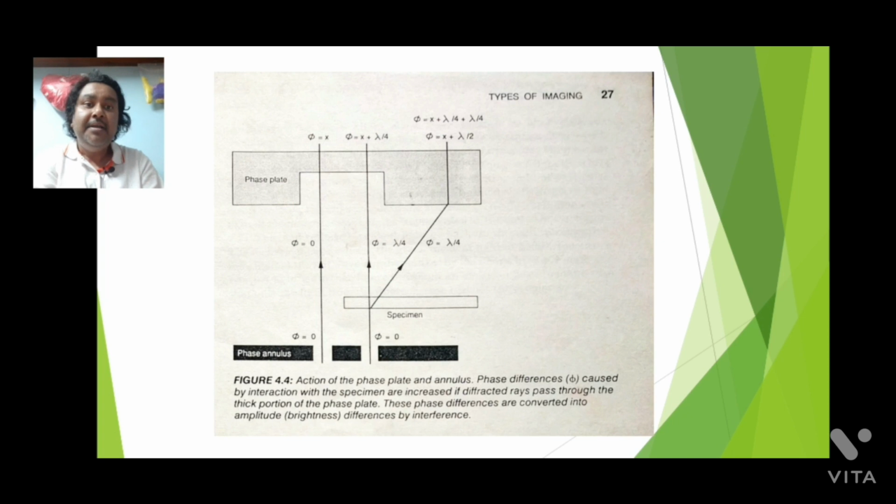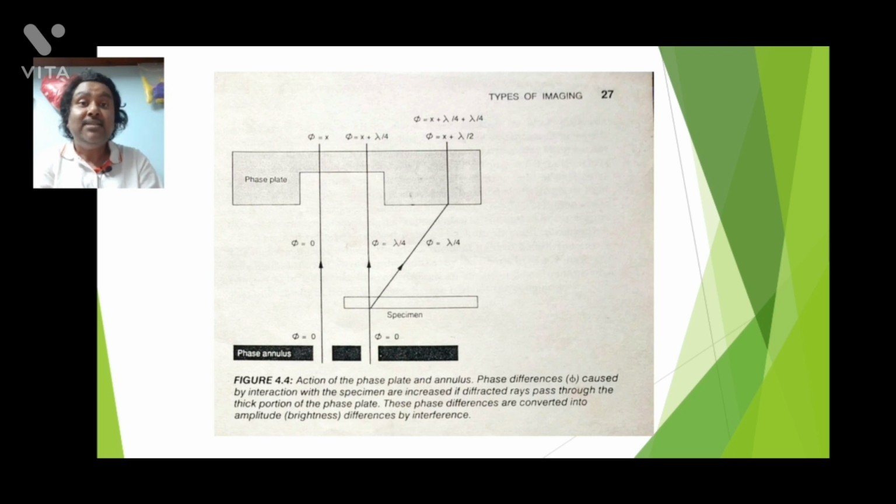In the case of the middle rays, the light ray passes through the phase annulus, then through the specimen. Due to passing through the specimen, there is a phase shift of lambda by 4, but it is also passing through the thinner portion of the phase plate. So the final phase change will be lambda by 4, and this is not perceptible to our eyes.